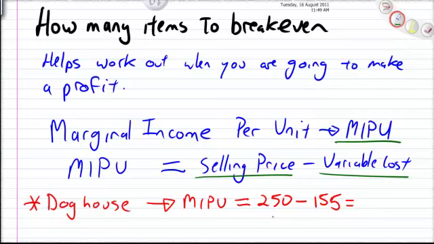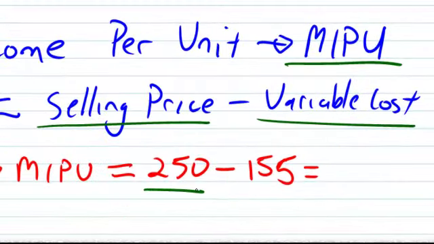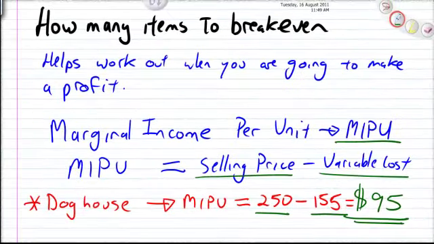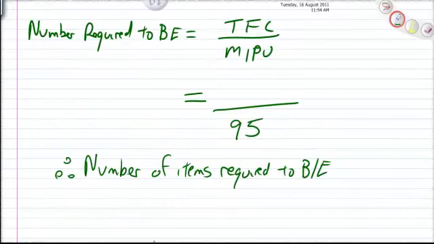So if we do that for our example, from our dog houses, we are selling them for $250. It costs us $155 to make each one. Therefore, each time we sell one, we're going to be making $95, our marginal income per unit. That's pretty cool. So now what you can do with that is you can work out the number required to break even. You get your total fixed costs divided by your marginal income per unit. Now our total fixed costs, which we worked out before, are $104,000.